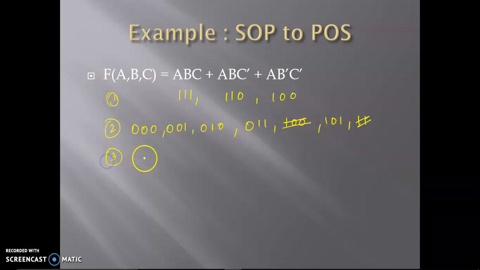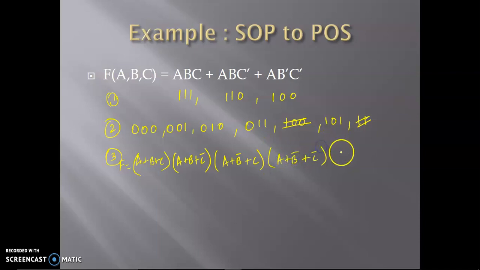The third step is to write the corresponding max terms for this. That is, 0, 0, 0 will be written as A plus B plus C. Okay. So the function is equal to, what is 0, 0, 1 equal to? A plus B plus C bar. 0, 1, 0 is A plus B bar plus C. And 0, 1, 1 is A plus B bar plus C bar. 1, 0, 1 is A bar plus B plus C bar. This is your final POS. Okay.